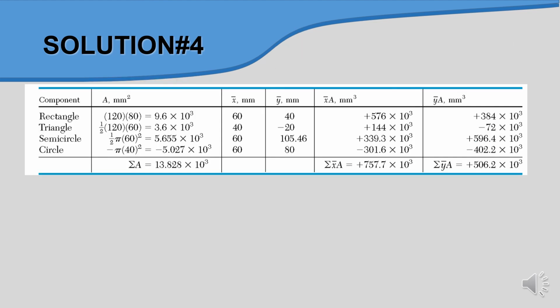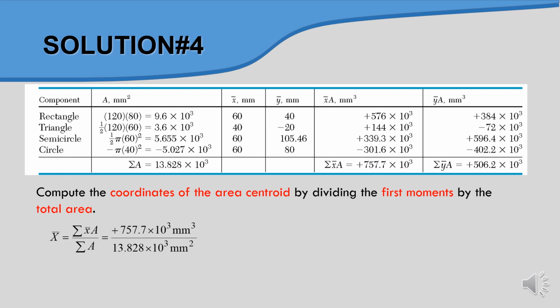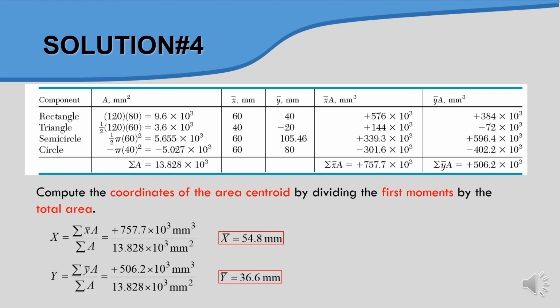Okay, for determining the centroid location, we will use this formula. So you substitute the value, and finally we will get the value of x bar is equal to 64.8 mm, and for y bar, the value is 36.6 mm. So at the final position, if we put it in the coordinate system, the coordinate is somewhere in this diagram.